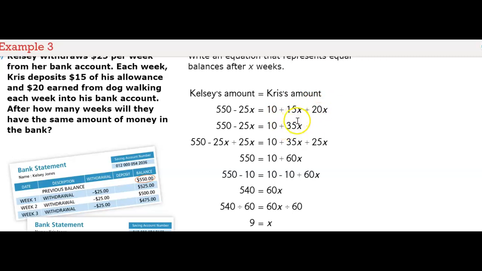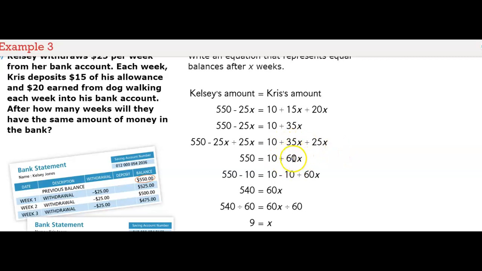So now we're going to combine like terms. So we have 15x and 20x equals 35x on this side of the equation. This side of the equation stays the same because there are no like terms on this side. Then we have 25x minus 25x and 35x, and we're going to move one of them to the opposite side of the equation. So we're going to take the negative 25x and move it over to the other side. And the inverse of subtraction is addition. So they've added the 25x on both sides.